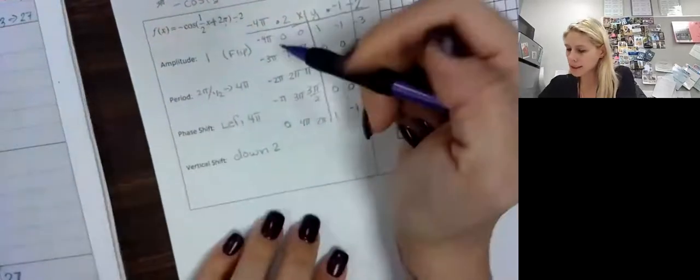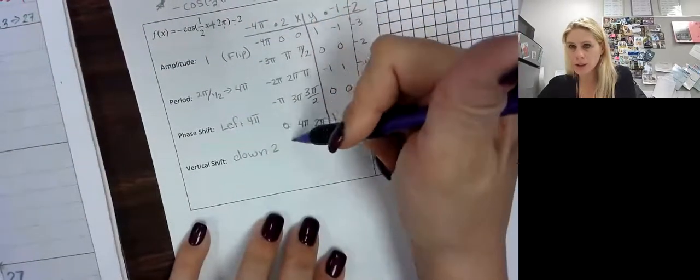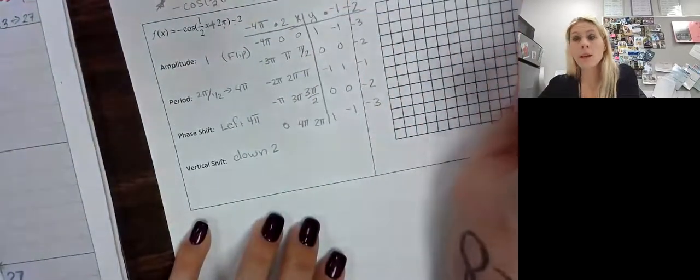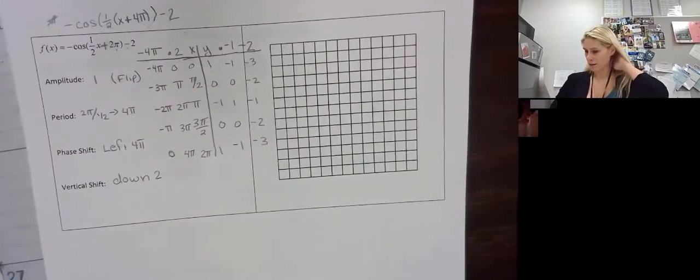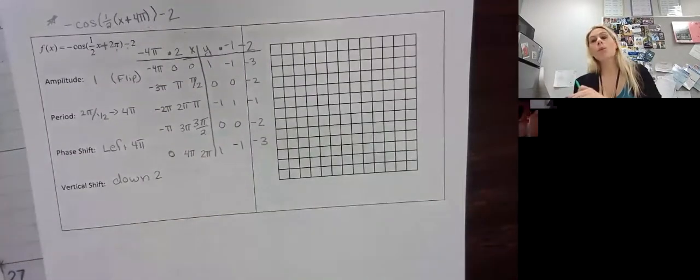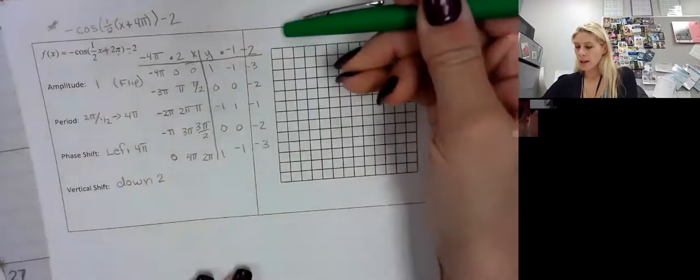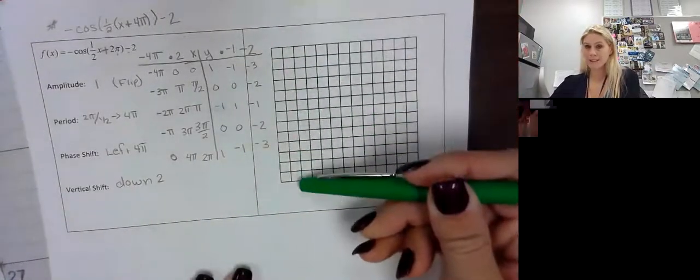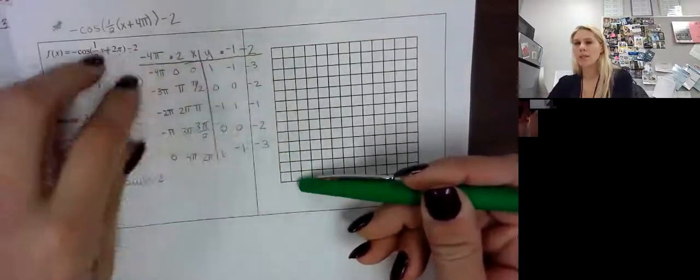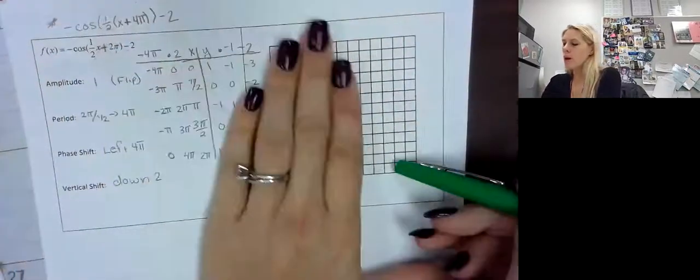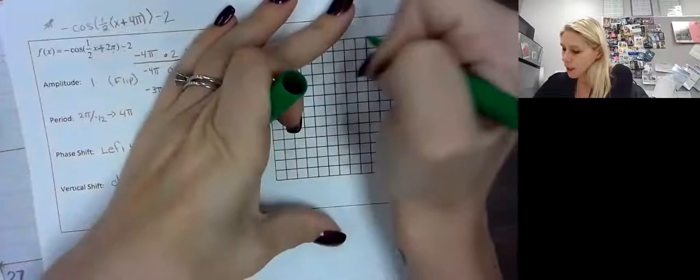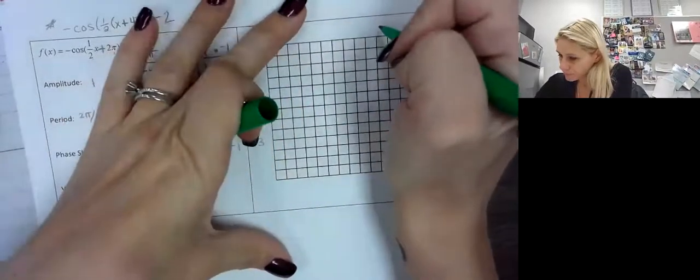Now, as you can see, I'm going to look at these x values, and what do they go by? They go by pi. So I'm going to make sure I'm dividing my units up by pi. Okay. Now, we're moving to the left. So instead of putting my y-axis here, because if my y-axis was here, all my graph would be here, I'm going to move that y-axis over. I'm going to put it right here.